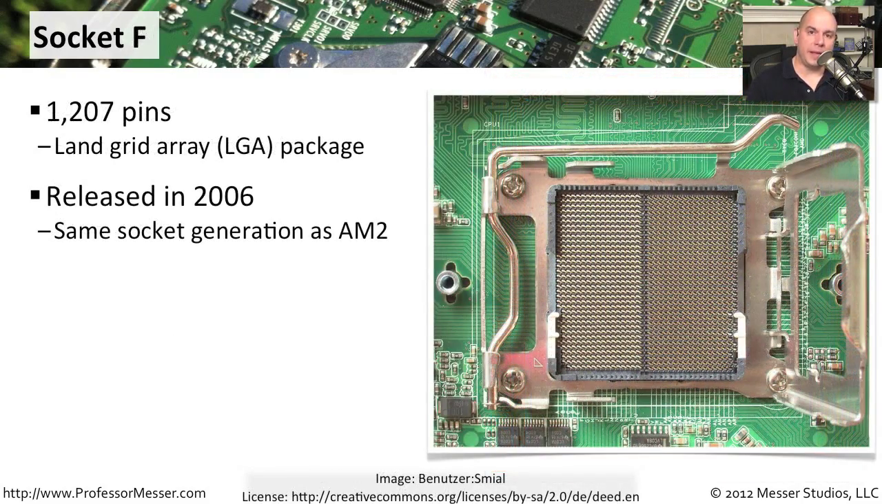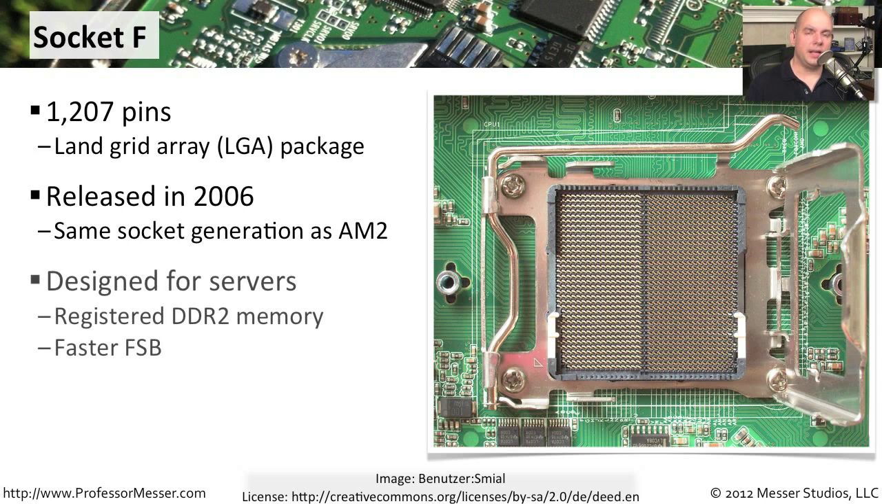In 2006, about the same time the AM2 socket was released, AMD also released socket F. This was an LGA package, so a little bit different than the PGA package we were seeing earlier, and the socket F had 1,207 pins. The socket F was really designed for servers. The CPUs that would use this socket F needed to use registered DDR2 memory. That's a buffered memory that had very high throughput. And at the same time, these particular CPUs also had a faster throughput on the front side bus so that you could send and receive information to that memory that much faster.